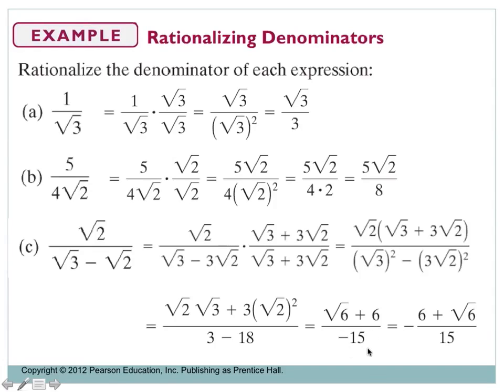And then all we've done is just rearrange this so it looks slightly nicer. There's nothing wrong with this answer here, the square root of 6 plus 6 over negative 15. But what they've done here is they brought the negative out front and they rearranged the numerator so it looks a little nicer. So their final answer is negative 6 plus square root of 6 all over 15.